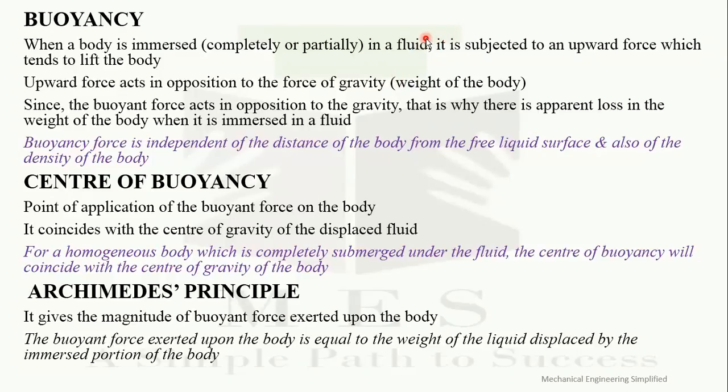Suppose you have a body suspended on a spring balance in air, and you note some reading on the spring balance. When that same body, suspended by the same spring balance, is immersed in a fluid completely or partially, the reading on the spring balance will be somewhat lesser than in the previous case. Have you ever thought of why it is so? What is the physics behind it?